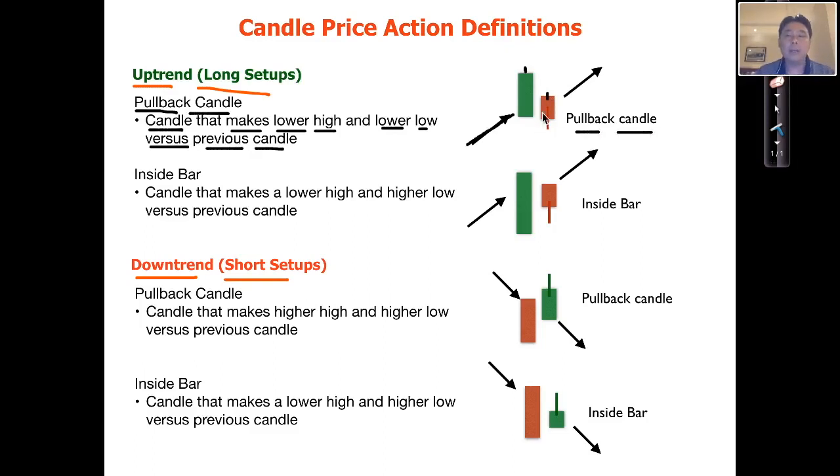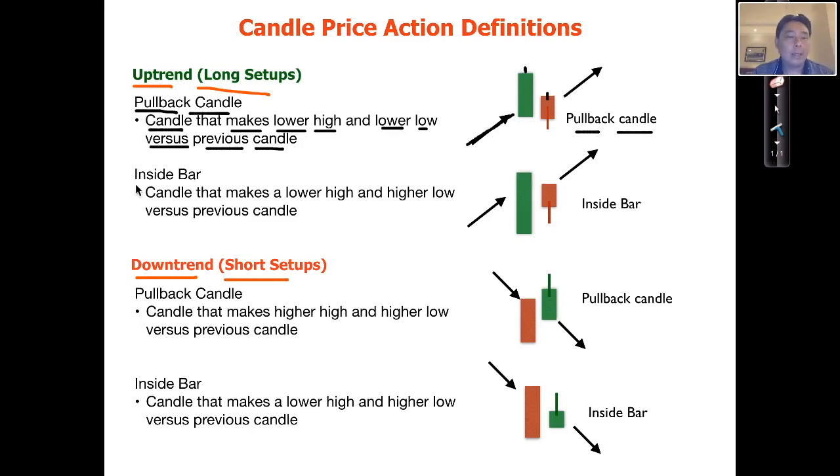All right. Now in this case, the pullback candle happens to be a red candle. Now it doesn't have to be a red candle. It could be a red candle or a green candle. Okay. So the color is not important. What's important is the lower highs and lower lows. Got it? Great. So that's a pullback candle when you're going long.